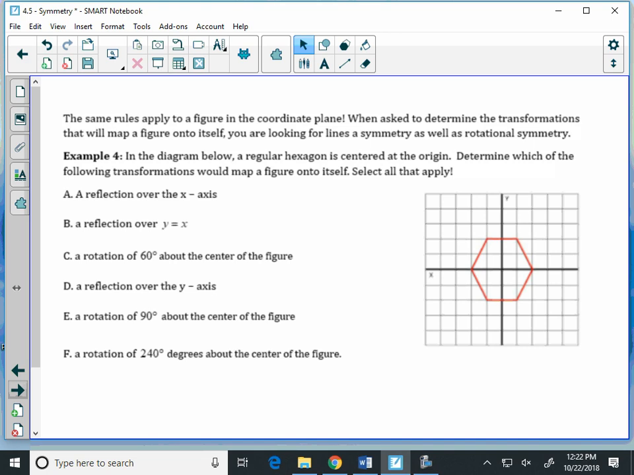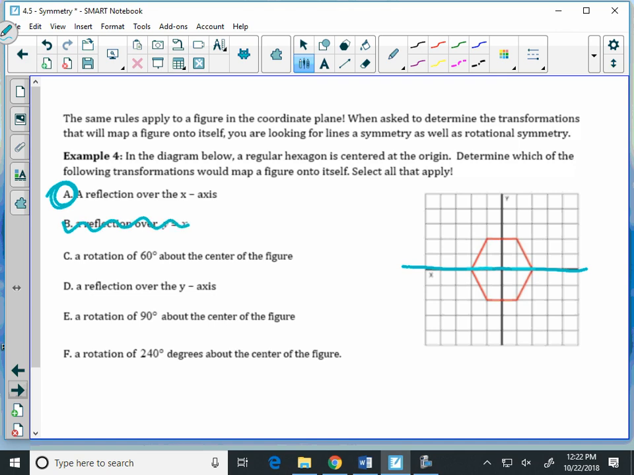So same problem as the front, which is mixed with line symmetry and rotational symmetry. If we go down our list, A is a reflection over the x-axis. What did we say about that? Was that a line of symmetry? Yeah, so it's going to map up onto itself if we reflect over that line. Did we say y equals x was a line of symmetry? No, we did that on the front, and we said it was not a line of symmetry. Here's a new one. This is a rotation of 60 degrees about the center of the figure.